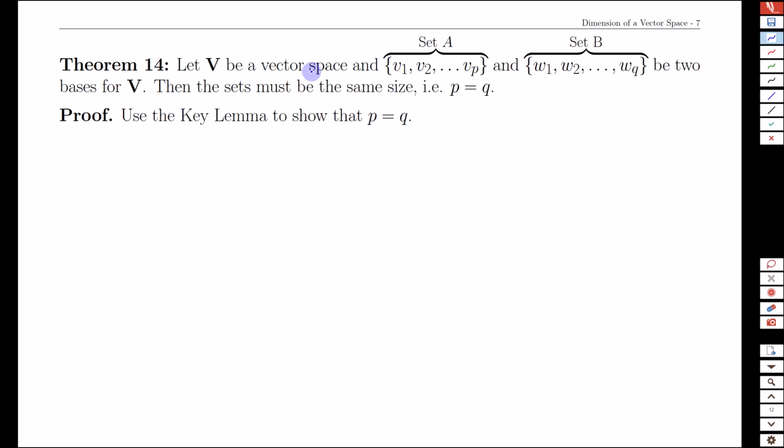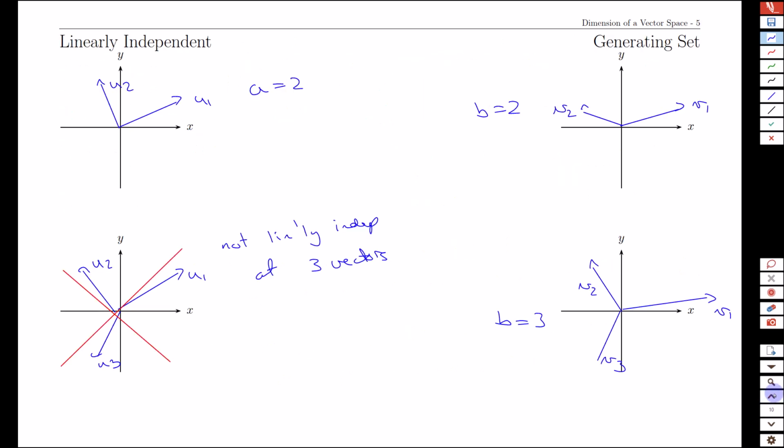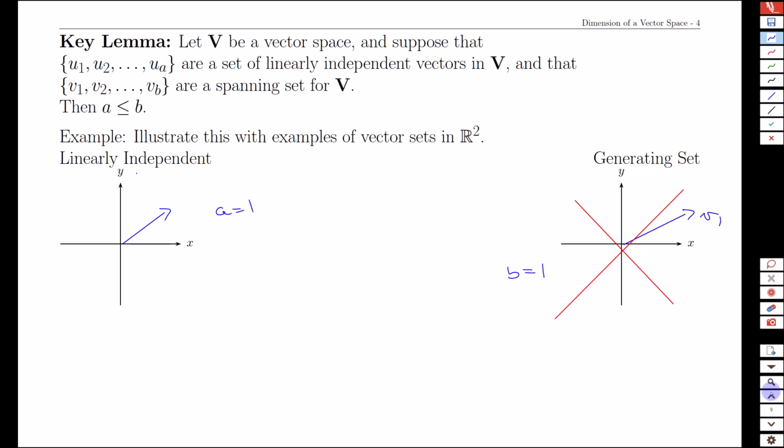And now we're going to actually write out the proof for this. The idea is that two sets, which are both bases, are going to have the same size, and it's going to turn out to be an application of the key lemma done in two different ways. So the key lemma again says if I have a set that's linearly independent, it's going to have fewer than or equal to the number of elements in any spanning set. All right, so let's put that to work.